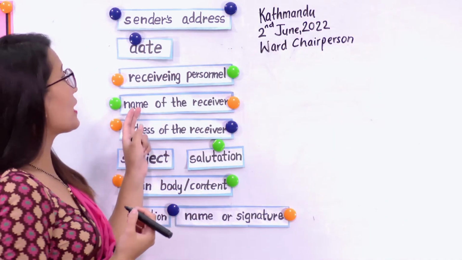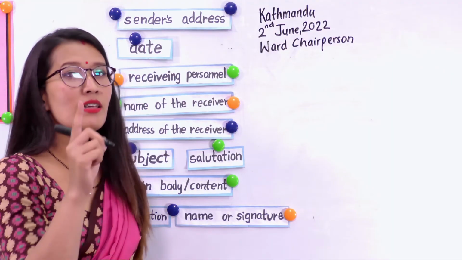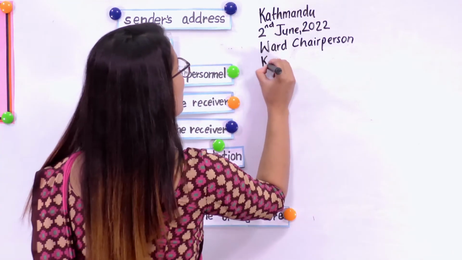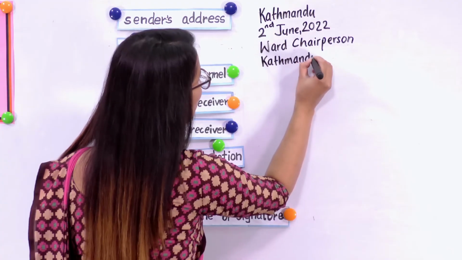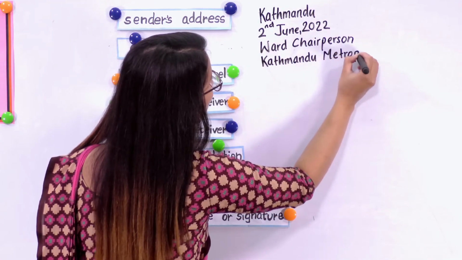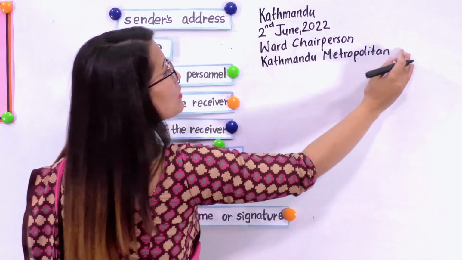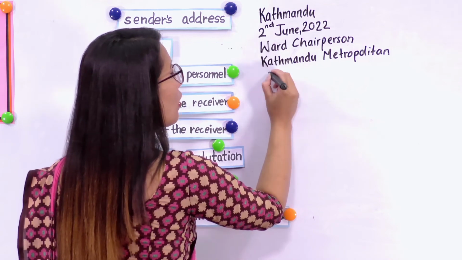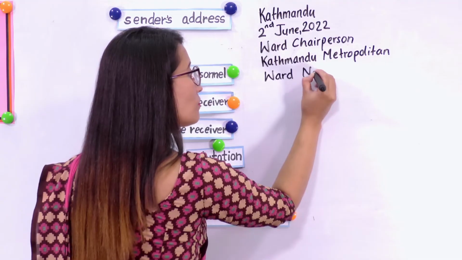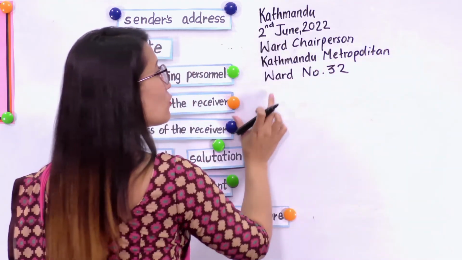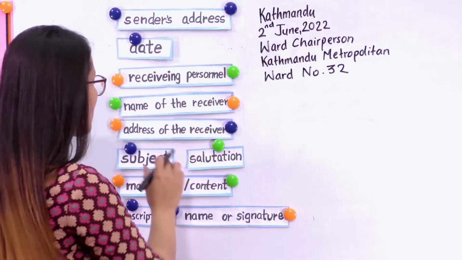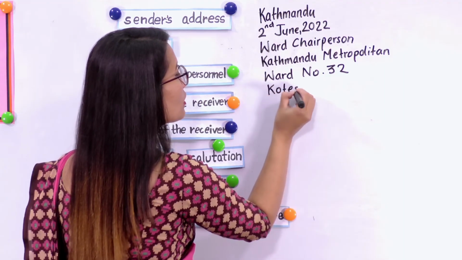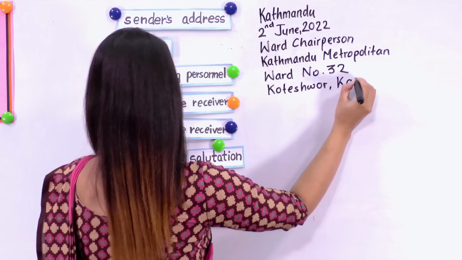Now we need to write the name of the receiver. That means which office? Kathmandu Metropolitan. Ward number: which ward am I in? 32. I don't have space here, so I'm going down, but you must not go down, okay? Kathmandu Metropolitan, ward number 32. It must be in the same line. I don't have space there, that's why I wrote it here. Then the address of the receiver. Which is the place? Koteshwar, Kathmandu. Okay?